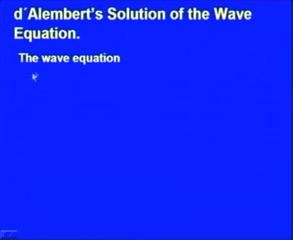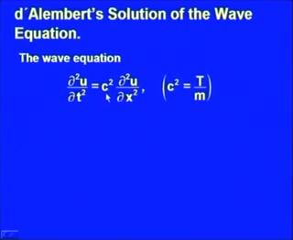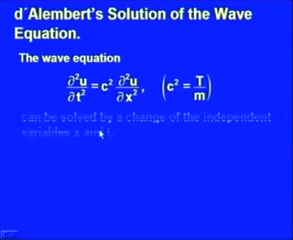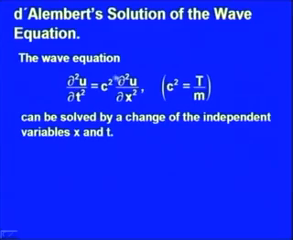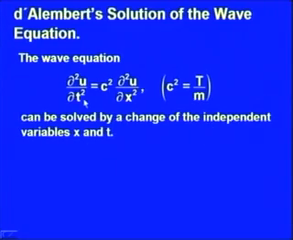Now, we are going to discuss the D'Alembert's solution of the wave equation. Let us recall the wave equation: delta square u over delta t square equal to c square delta square u over delta x square, where c square is equal to T by m. Now, we are going to show that it can be solved by a change of the independent variables, and the independent variables, as we know, are x and t here.